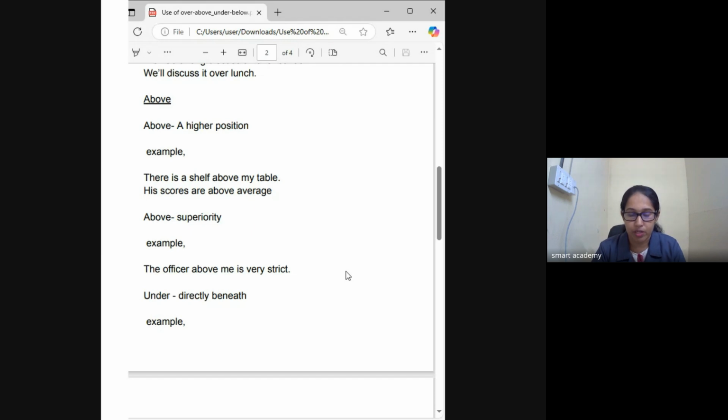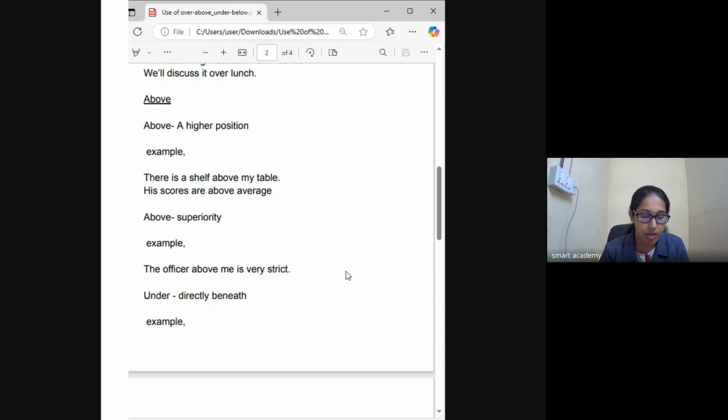Above means at a higher level, it can be anywhere. There is no direct contact in between these two objects. The shelf is above the desk. The bird is singing above her head.